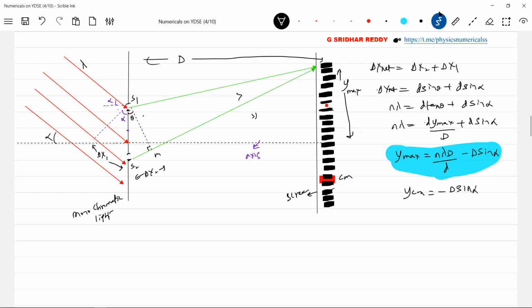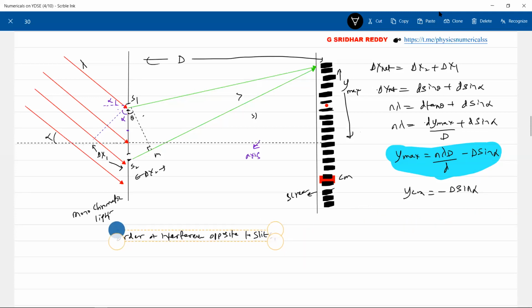Now, any other thing? What is the order of interference opposite to slit S1? So we'll calculate that one. y S1, I'll write it. This should be equal to, what shall I do? The order of interference is what I want. Order of interference opposite to slit S1. Let me write for both.